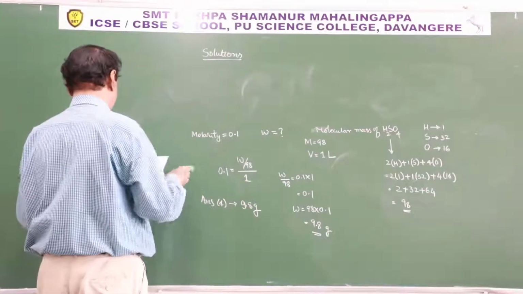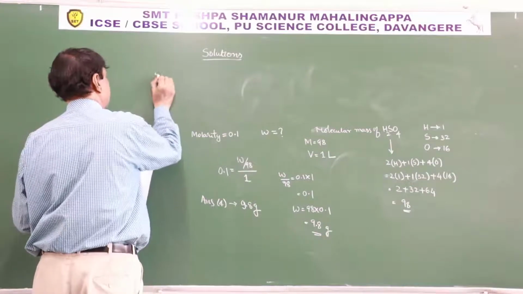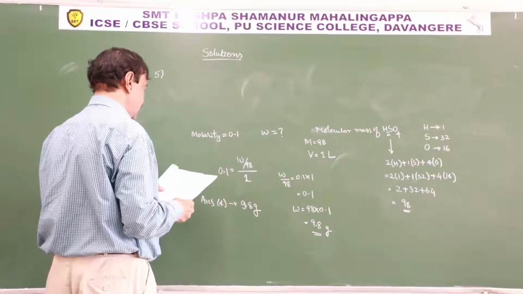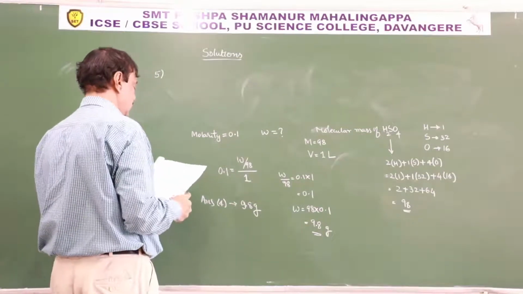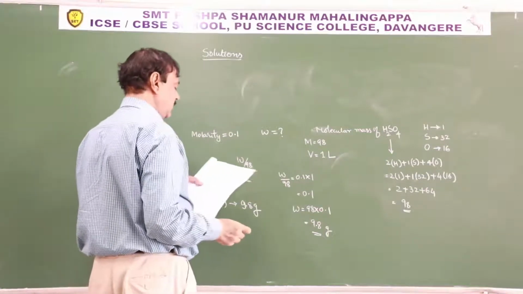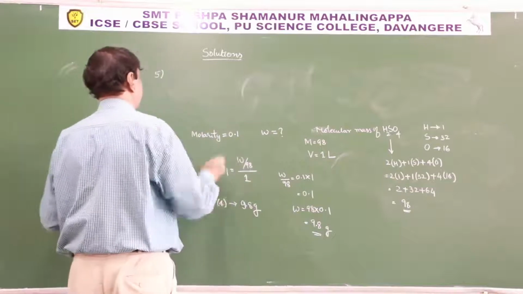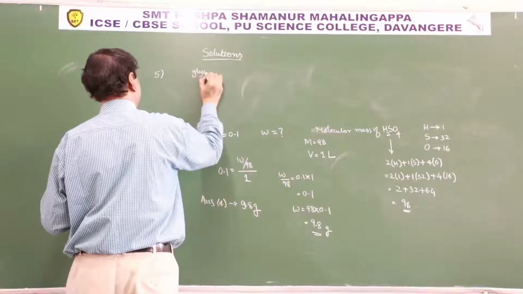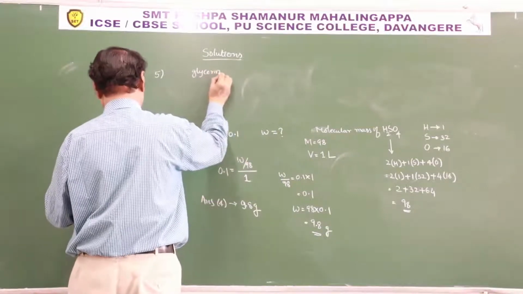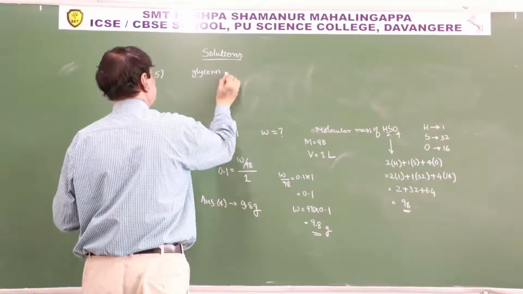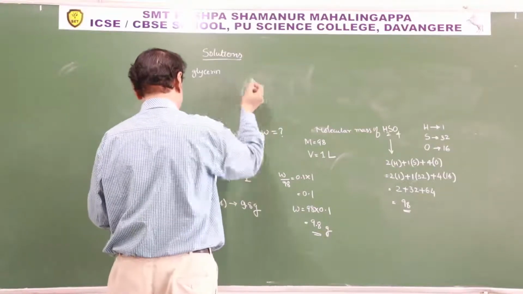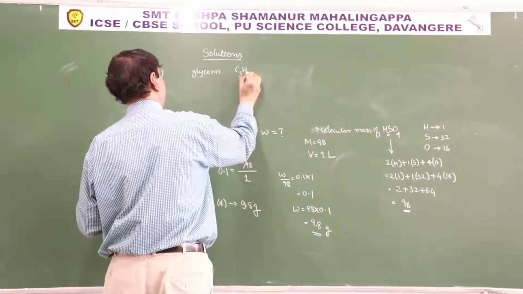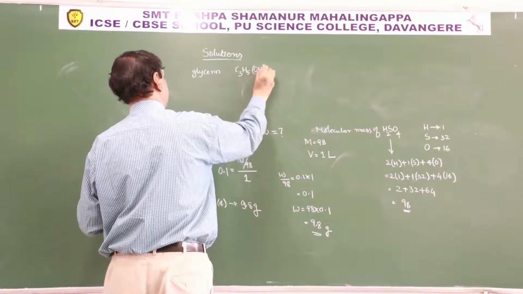Now this is question number 5. Mole fraction of glycerine in a solution of 36 gram of water and 46 gram of glycerine. Glycerine has the formula C3H5(OH)3.